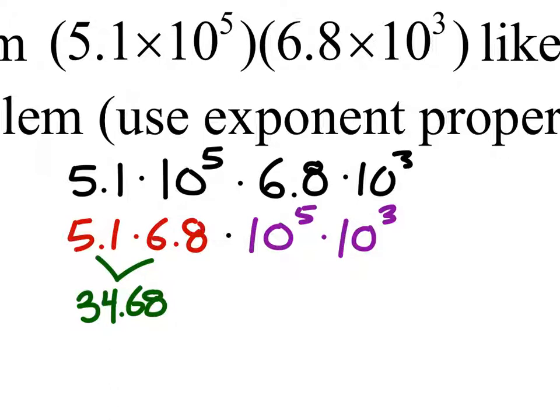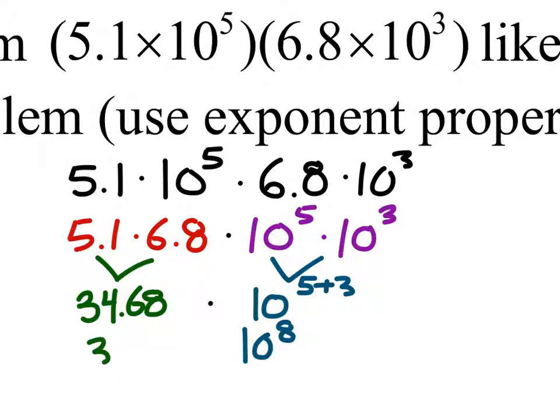So that's 34.68. And then when I combine these, I've got base 10, but I've got that 5 plus 3 right now. So that will end up being 10 to the power of 8. And this now is 34.68. But this right here is still not formal scientific notation.